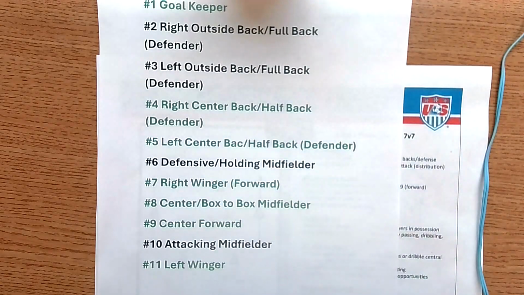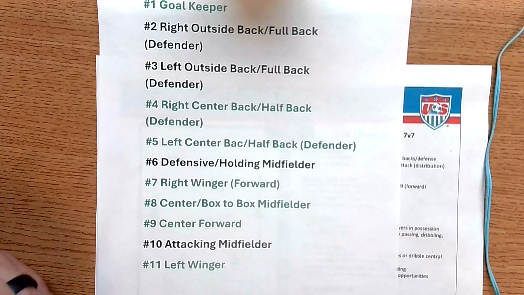Your number 4 and your number 5 are your two center backs, number 4 being on the right, number 5 being on the left. Those are often called half backs because, generally speaking, they would only push about halfway up the field. Your number 6 is your defensive holding midfielder. Your number 7 is your right winger, which mostly plays as a forward.